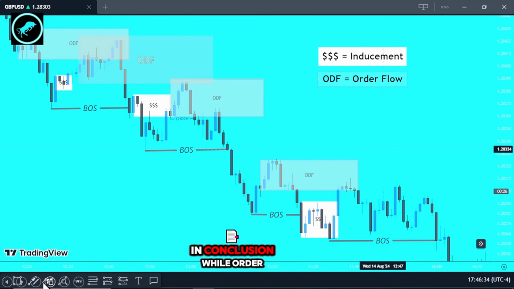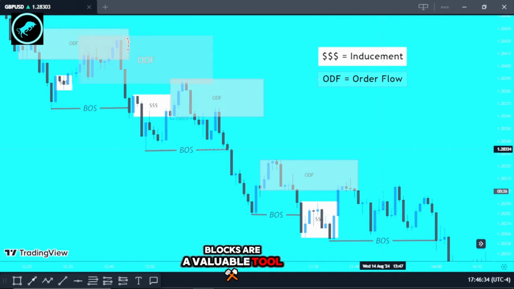In conclusion, while order blocks are a valuable tool in trading, they should be considered within the broader context of order flow. Understanding order flow gives you a more comprehensive view of the market and allows you to make more informed trading decisions. By focusing on order flow zones, you can identify better entry points, improve your reward-to-risk ratio, and ultimately achieve more consistent profit.